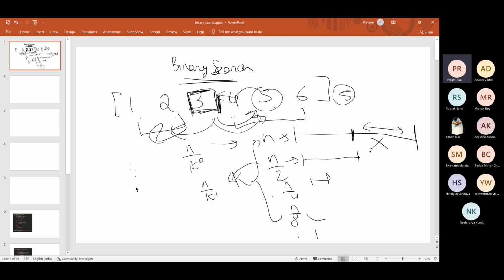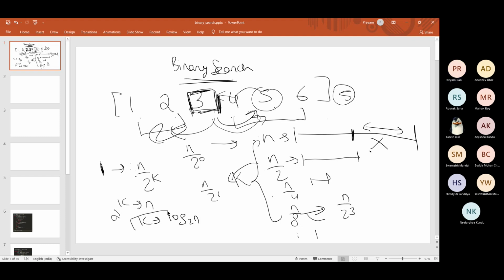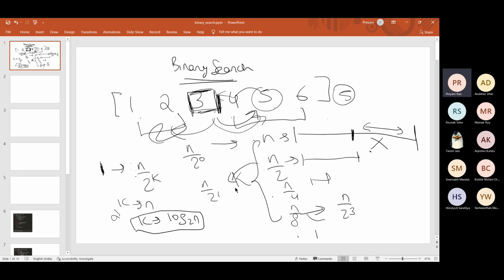Eventually we'd have this 2 to the power 0, n by 2 to the power 0. 2 to the power 1. This is n by 2 to the power 3. Right? Eventually, we'll have the last element, which is the answer. This would be n by 2 to the power k. Right? Which means 2 to the power k is n, and k would be equal to log base 2 of n. Now, k is the number of steps we'll take to find the element.